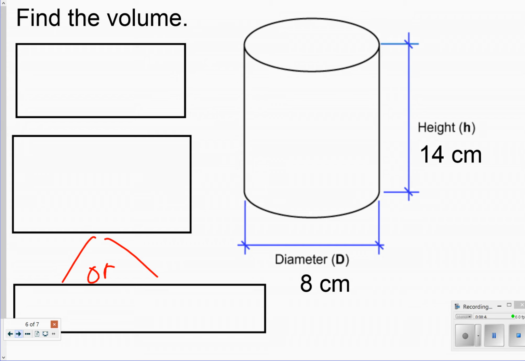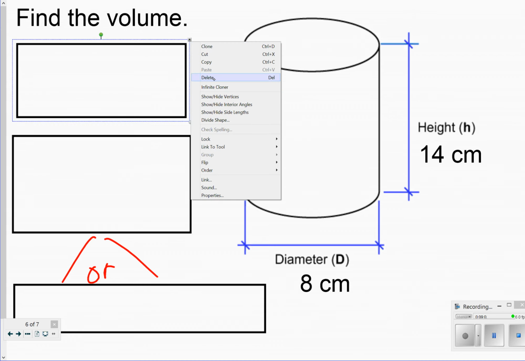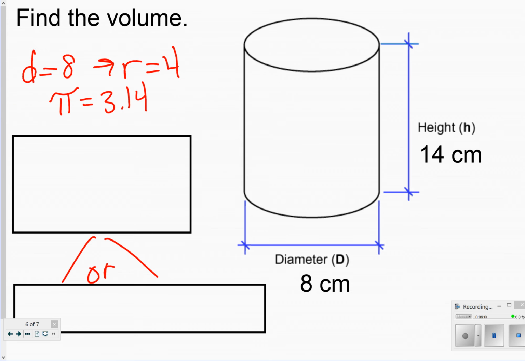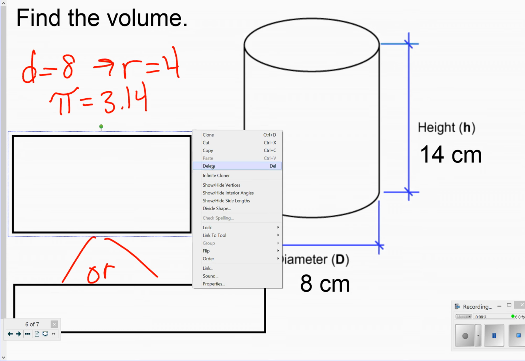All right, our next example, here we have another cylinder, and they gave us a diameter. They told us that the diameter is 8 and that the height is 14 centimeters. So let's go ahead and see what information we can use to help us solve for the volume of this cylinder. They said that the diameter is 8, but that means we have to find the radius, which is 4, again, because it should be half of the diameter. And that pi is 3.14.